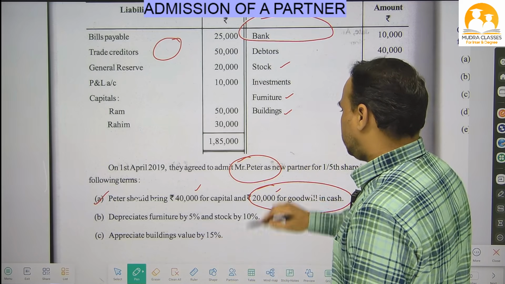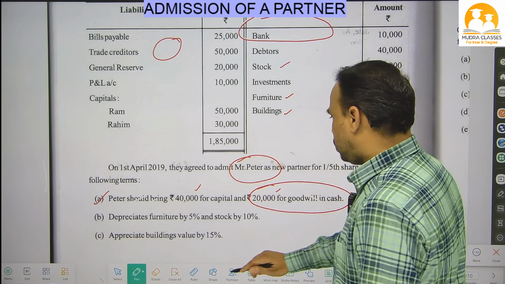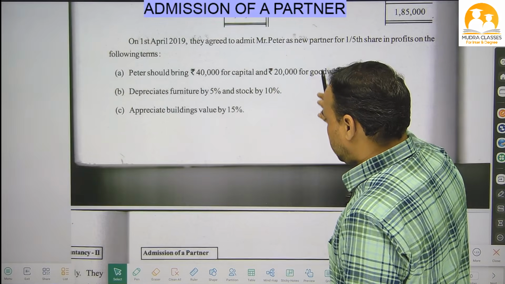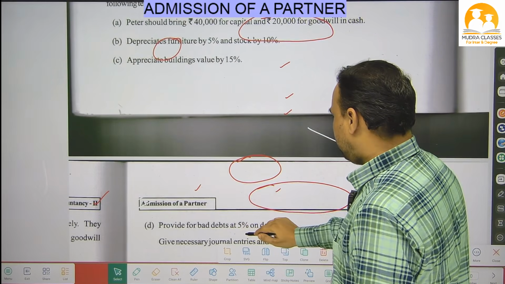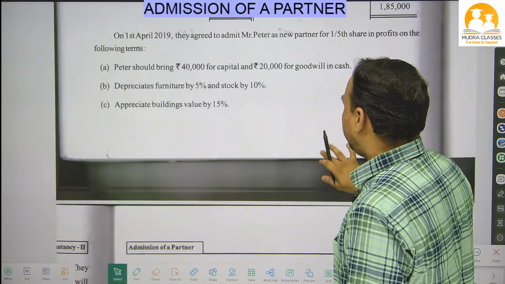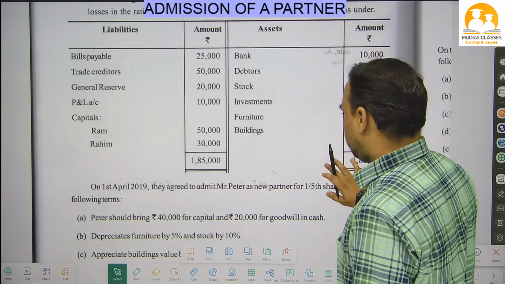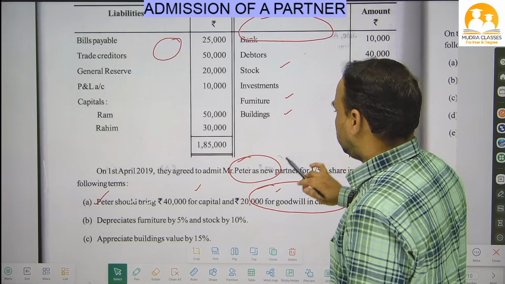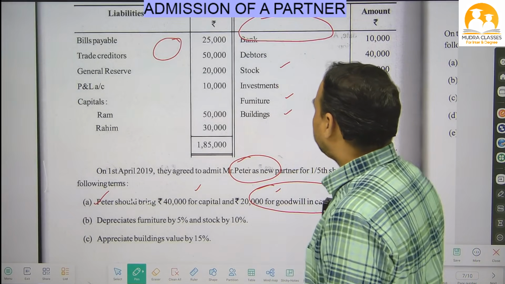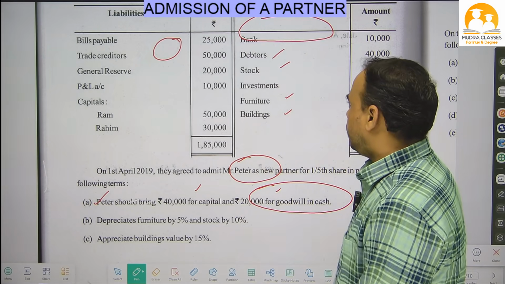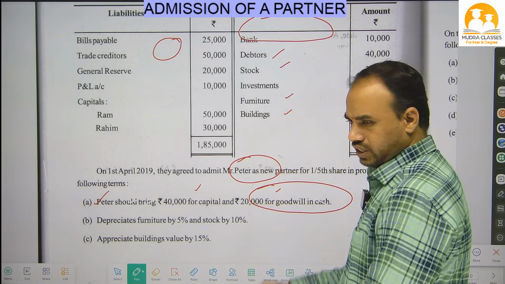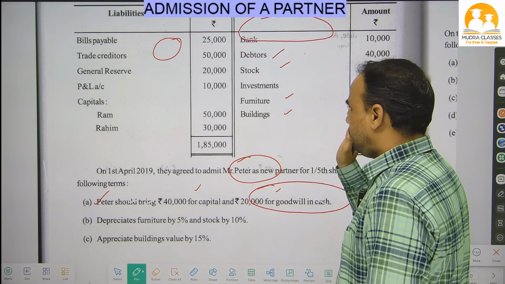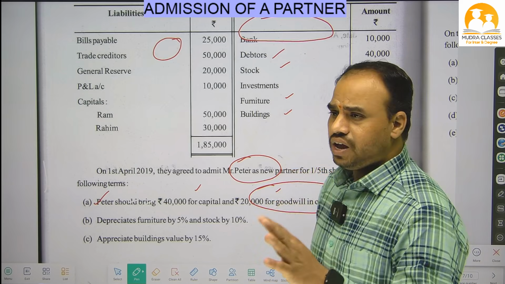So tick the buildings. Okay, and one more adjustment we have, beta, on the next page. That is provide for bad debts at 5% on debtors. So that one we will write. So tick the debtors. These are the 4 items we have in adjustments. What are the 4 items? Debtors, stock, furniture and buildings.